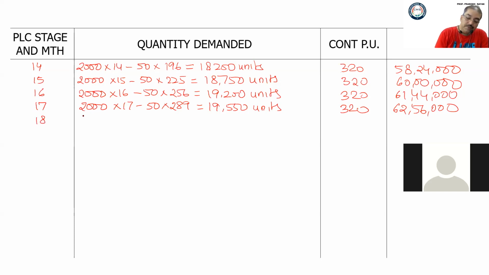Month number 18. 2000 into 18 minus 50 into 324. That is 19,800 units. At 320 contribution, 63 lakh 36,000.